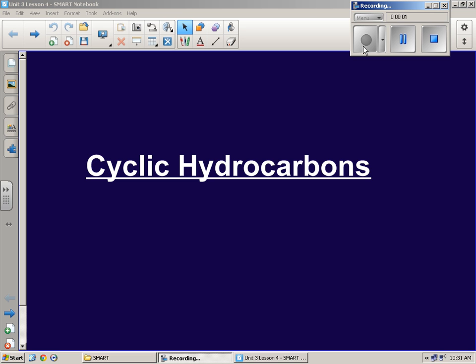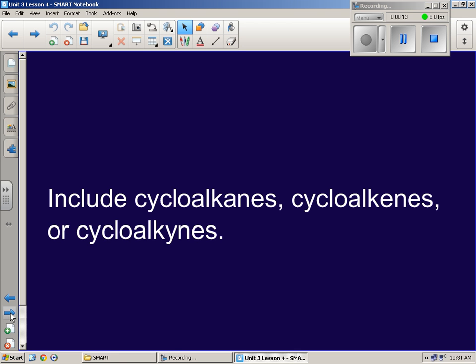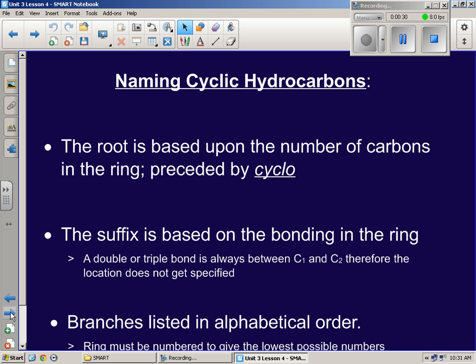Today, lesson 4, we're going to talk about cyclic hydrocarbons. As the name implies, basically you're going to have a ring together. Okay, so kind of a circular structure to it. They include cycloalkanes, cycloalkenes, and or cycloalkynes. So we can still have single, double, triple bonds in those rings.